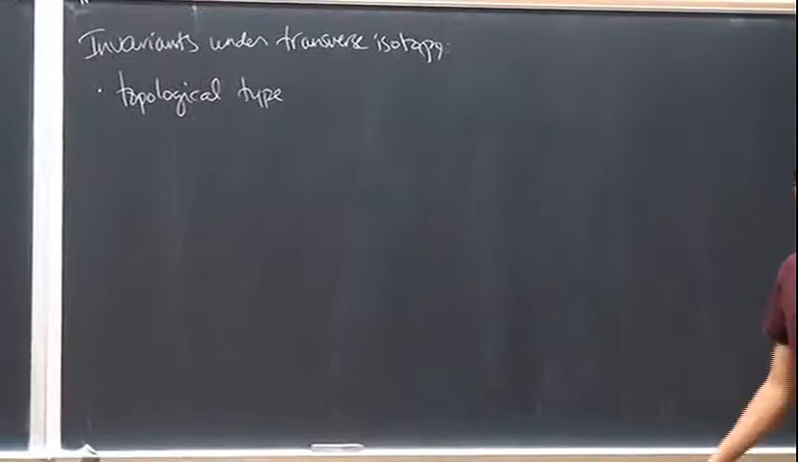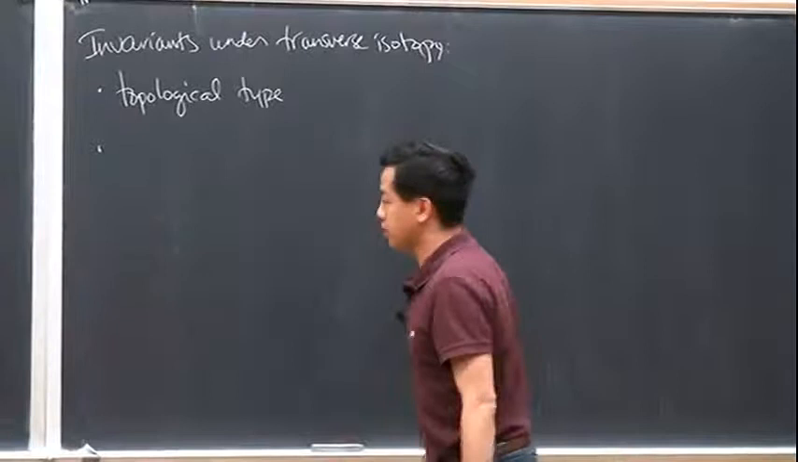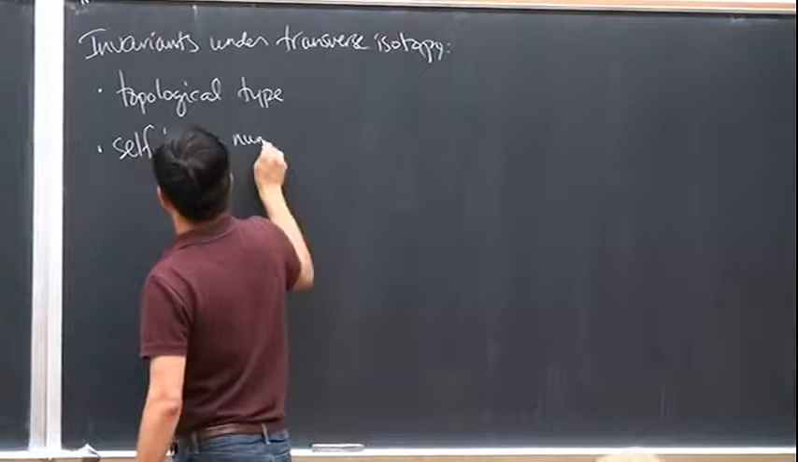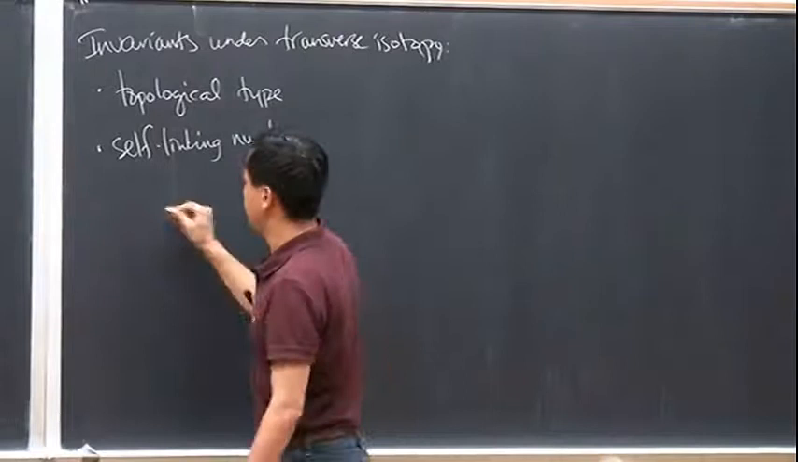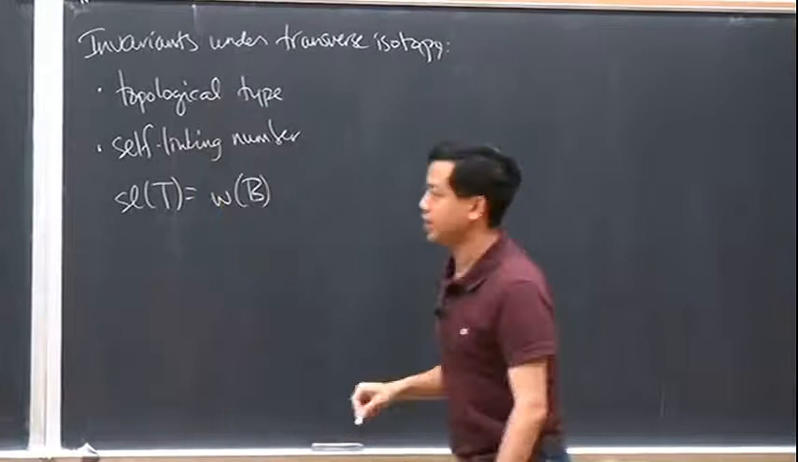And there's an additional one, which is called the self-linking number, which in this language is very easy to state. The self-linking number of a transverse knot is defined in terms of a braid that gives it as the writhe of the braid, so that's the algebraic crossing number, minus the number of strands of the braid.